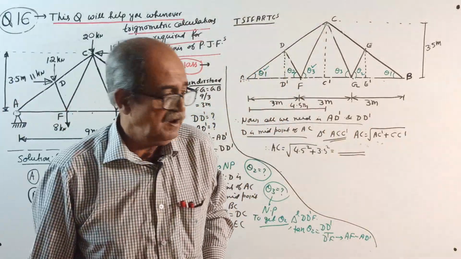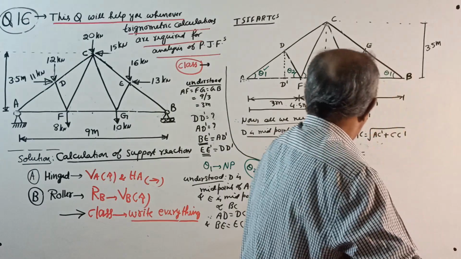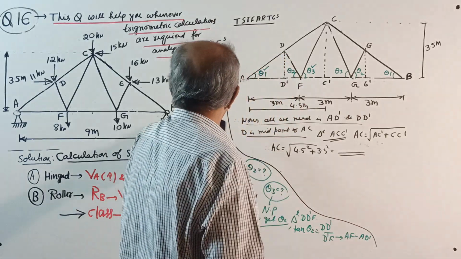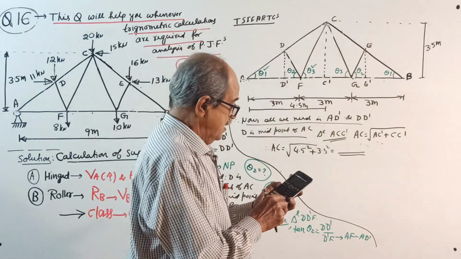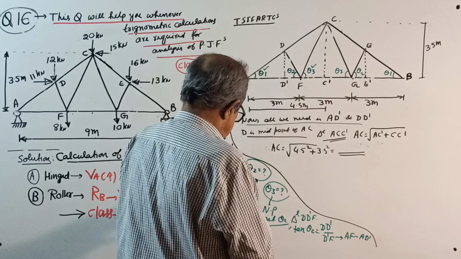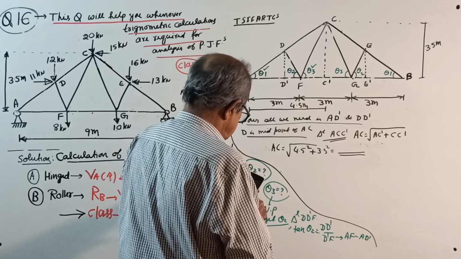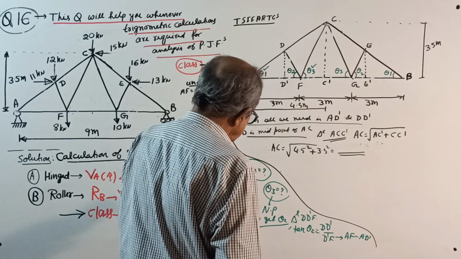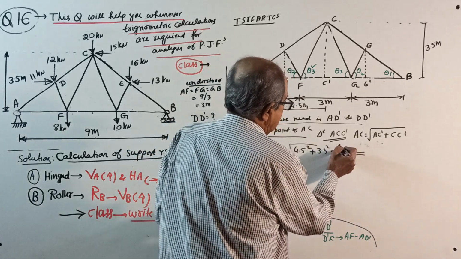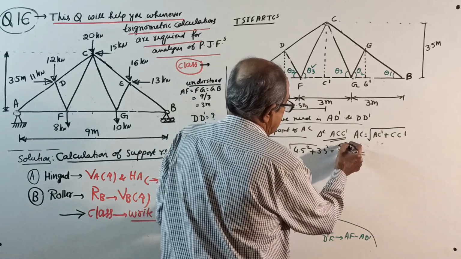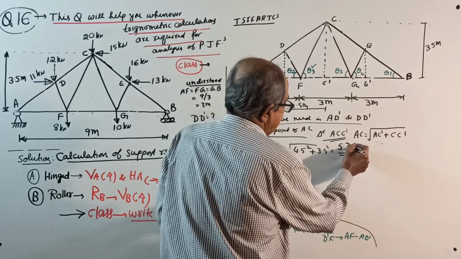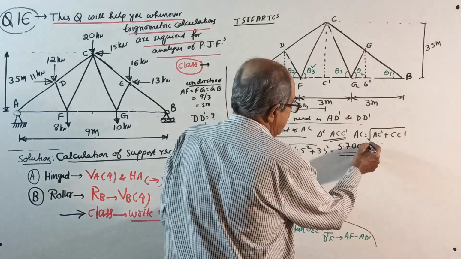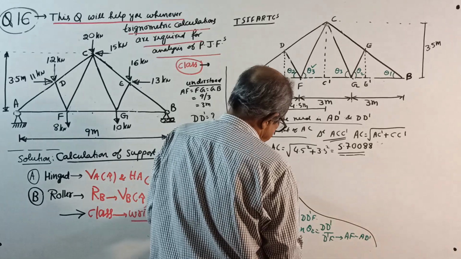Where's the calculator? I will tell you one thing. I never came prepared for this question. I wrote the question. I know my mathematics will take it forward. See here. Root of 4.5 square plus 3.5 square equal to 5.709, or with a little more accuracy, 5.700087. This much accuracy is not required.